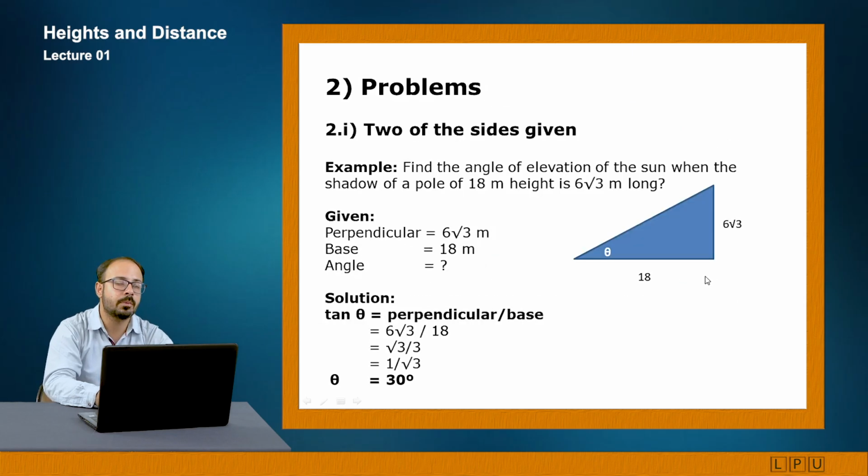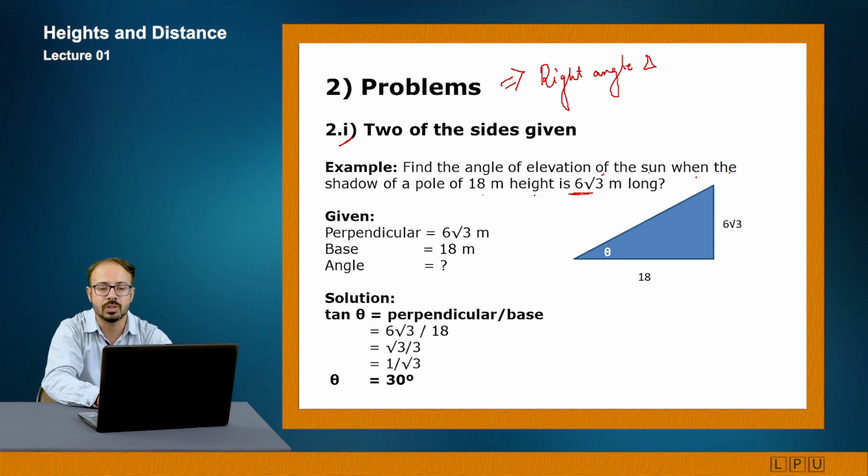Look, this is problem type 1. As I have mentioned, this is the first type: two of the sides are given. In this, all the triangles mentioned will be right angle triangles. So find the angle of elevation of the sun when the shadow of the pole of 18 meter height is 6 root 3. Now understand this one.